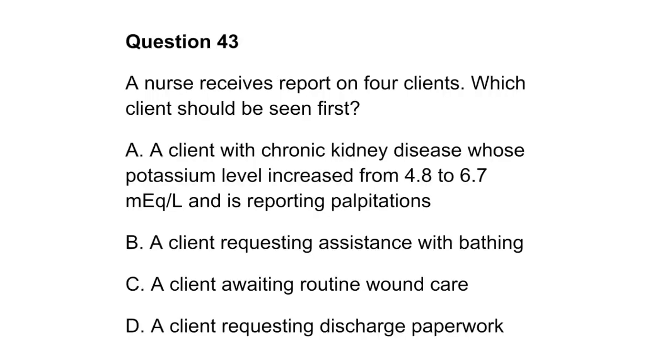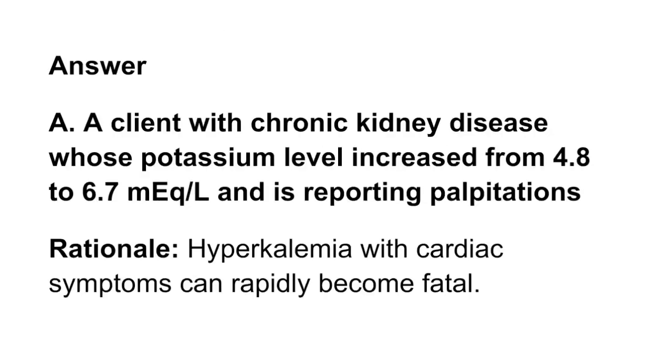Question 43. A nurse receives report on 4 clients. Which client should be seen first? A. A client with chronic kidney disease whose potassium level increased from 4.8 to 6.7 milliequivalents/L and is reporting palpitations. B. A client requesting assistance with bathing. C. A client awaiting routine wound care. D. A client requesting discharge paperwork. Answer: A. Rationale: hyperkalemia with cardiac symptoms can rapidly become fatal.